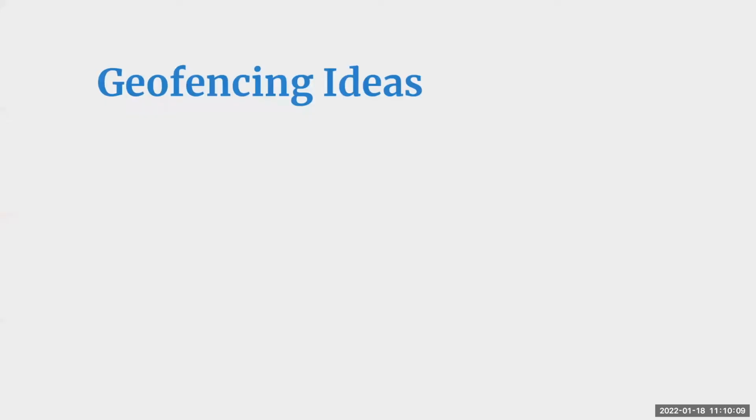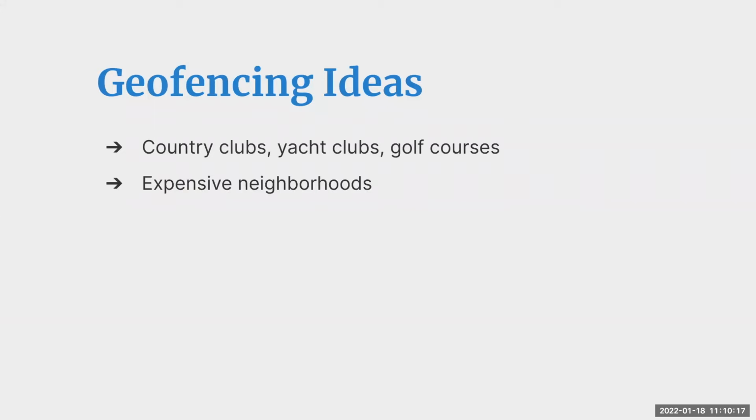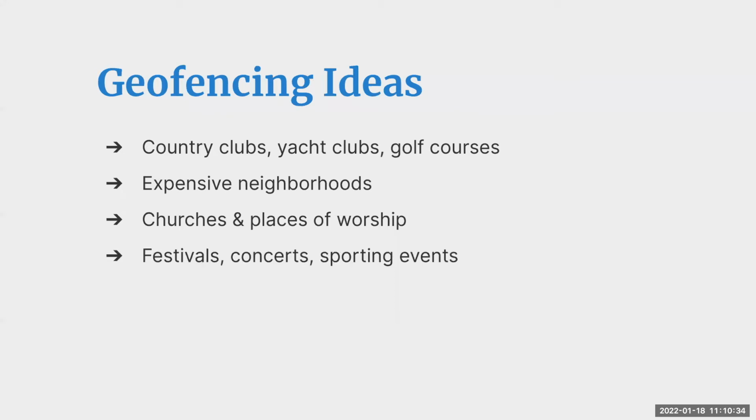Here are a couple other ideas for how you might target a geofencing campaign. You can geofence country clubs, yacht clubs, golf courses, right? Where do people with disposable income hang out? Expensive neighborhoods, we already talked about. Churches, places of worship. So depending on your mission and your organization, what type of programs you have, if that aligns with a particular religion, perhaps you can target ads to people at their places of worship and where they gather for their religious practices.